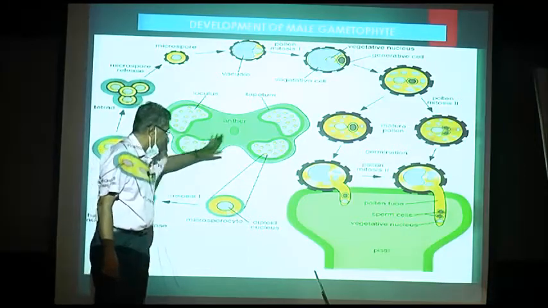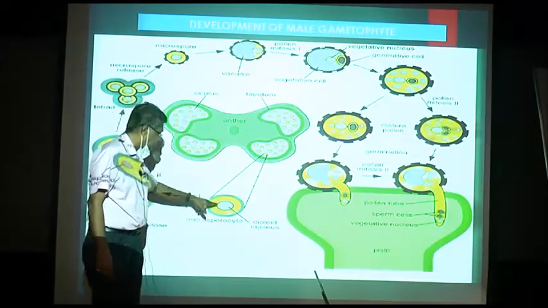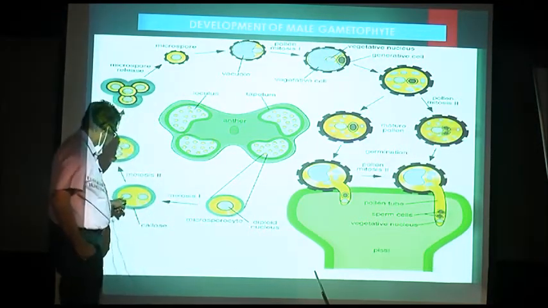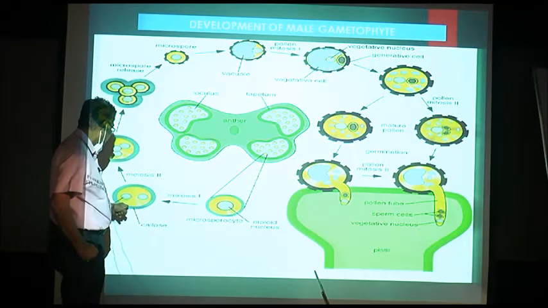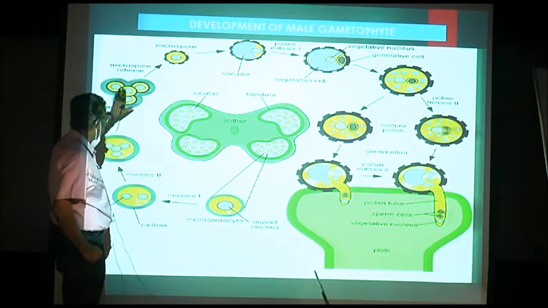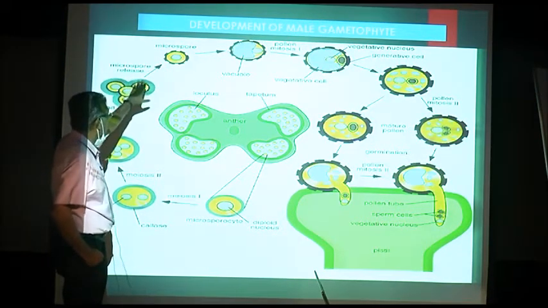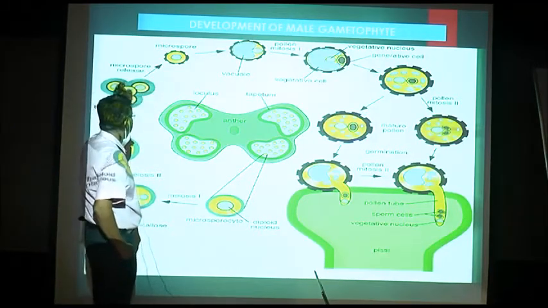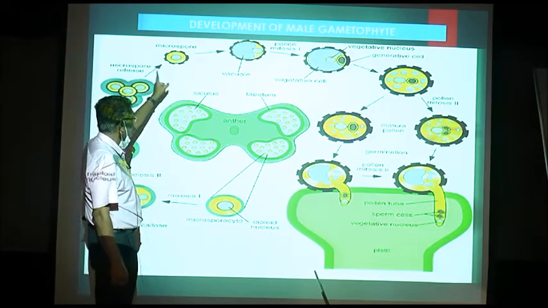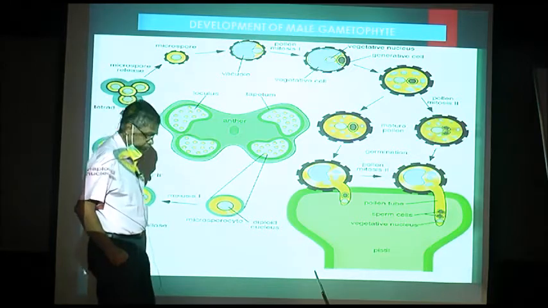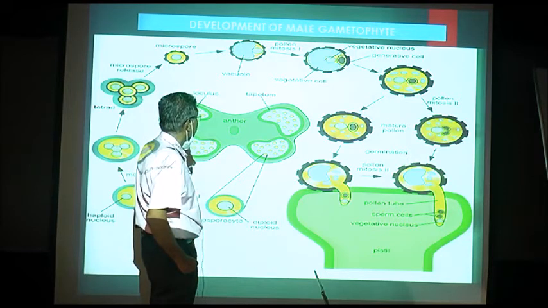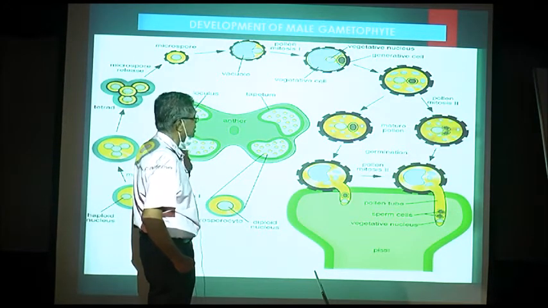Anther, microsporangia, microspore mother cells inside the microsporangium. The microspore mother cells undergo meiosis, that is reduction division, 2 nuclei, then 4 nuclei. These 4 nuclei are haploid, and this is the spore tetrad. The spore tetrad is a microspore, each one of it is a microspore. They get separated, a 2-layered wall is formed, exine and intine, and it is called a pollen grain. The pollen grain has a single nucleus.